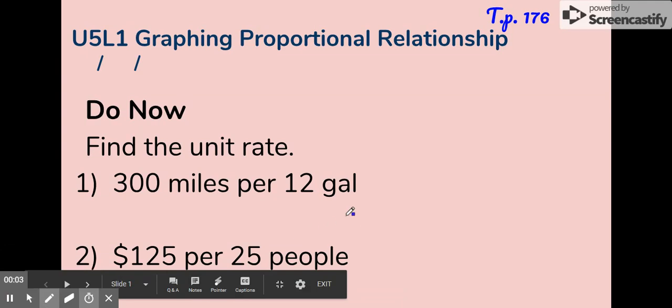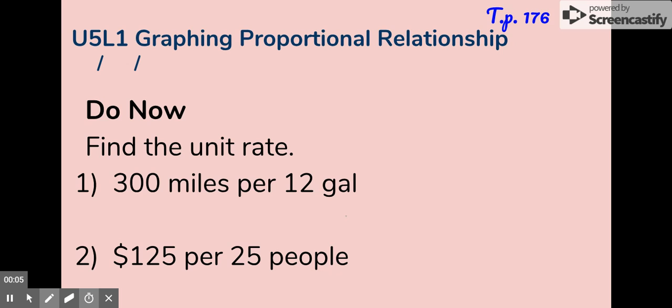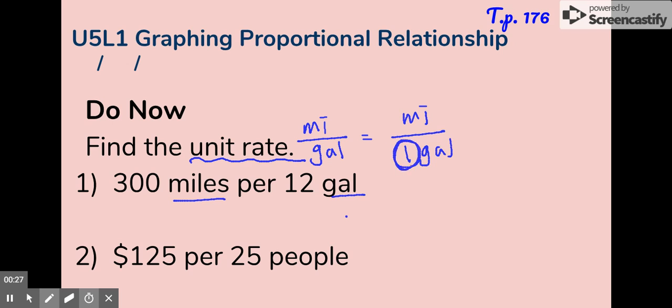In this lesson, we're going to talk more about proportional relationships. So let's just do now first. Number one, we know how to find the unit rate. So rate is just comparing two different units. But unit rate, we're going to talk about how many miles you can drive per one unit.